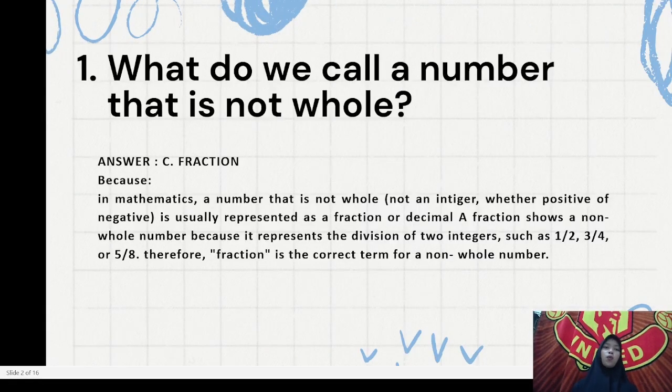1. What do we call a number that is not whole? Answer C. Fraction. Because in mathematics, a number that is not whole, not an integer, whether positive or negative, is usually represented as a fraction or decimal. A fraction shows a non-whole number because it represents the division of two integers such as 1/2, 3/4, or 5/8. Therefore, fraction is the correct term for a non-whole number.